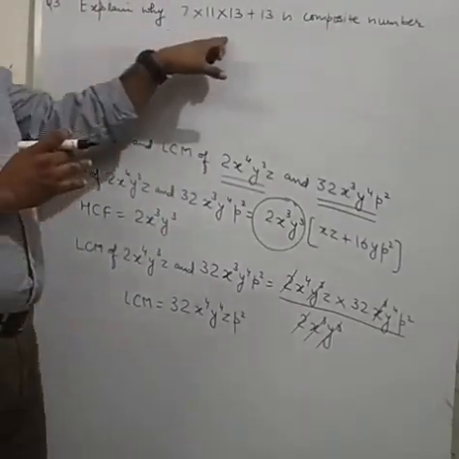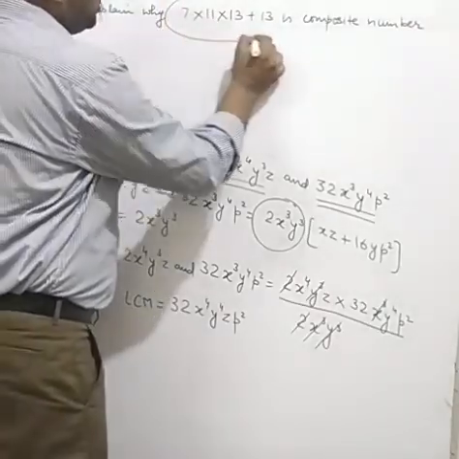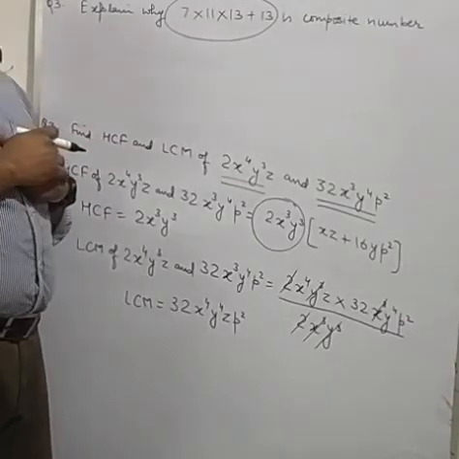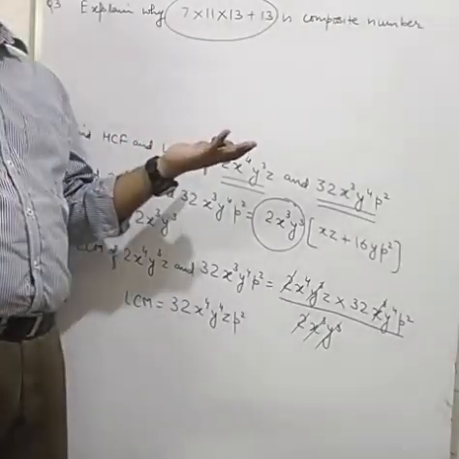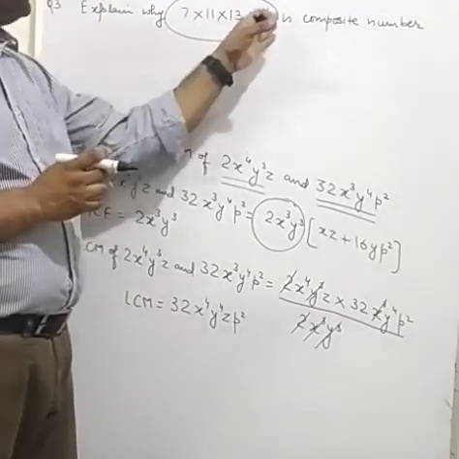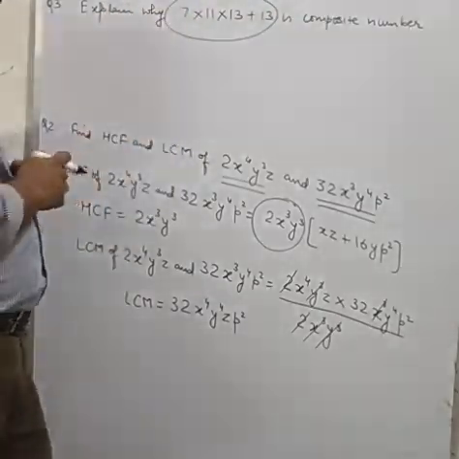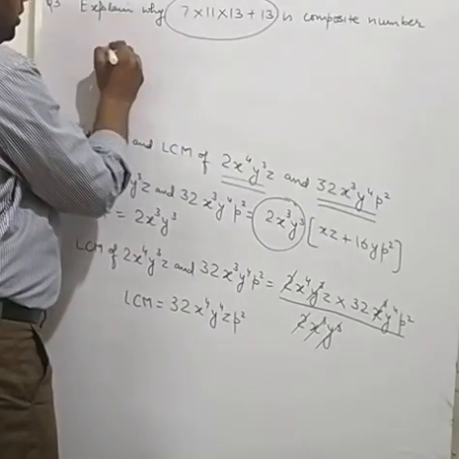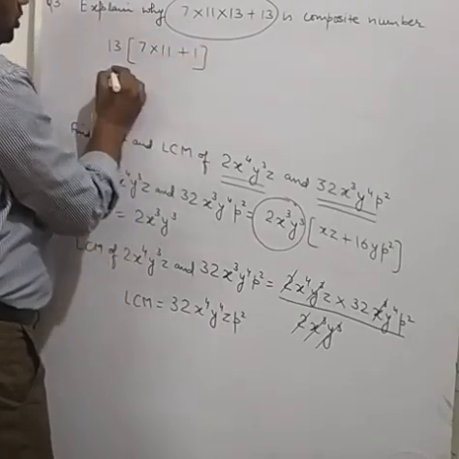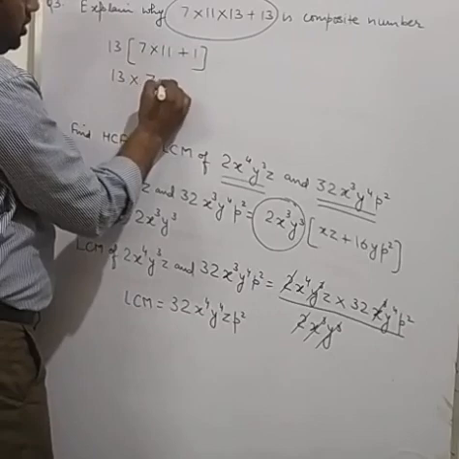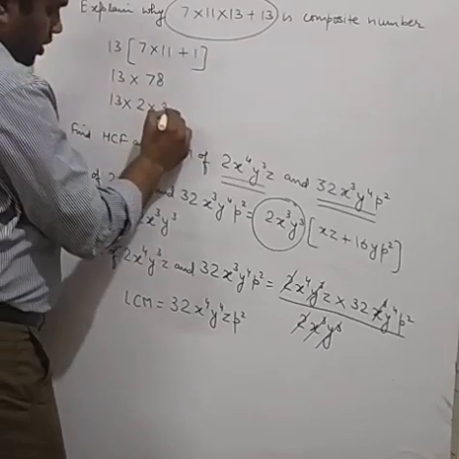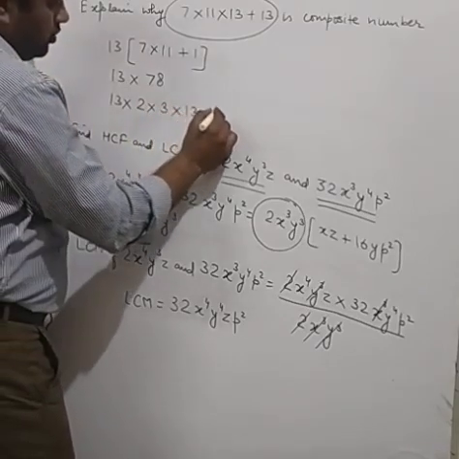So anyhow, if we can express this whole number as a product of 3 or more numbers, our problem will be solved. So how are we going to show that this whole number is actually a multiple of 3 or more numbers? For that, I'm going to take 13 common. This will be 13 into 7 into 11 plus 1. This is 13 into 78. So this is 13 into 2 into 3 into 13.